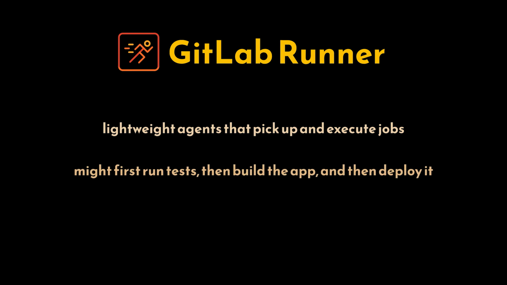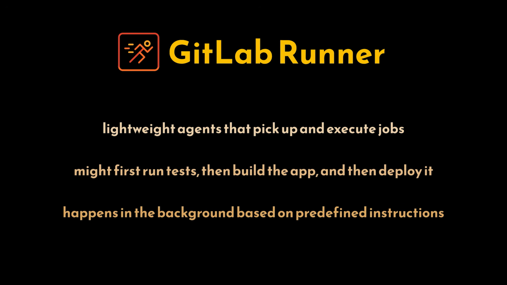For example, when we commit a new feature, the runner might first run unit tests, then build our app, and finally deploy it to a staging server. All of this happens in the background based on the instructions we define in our YAML file.